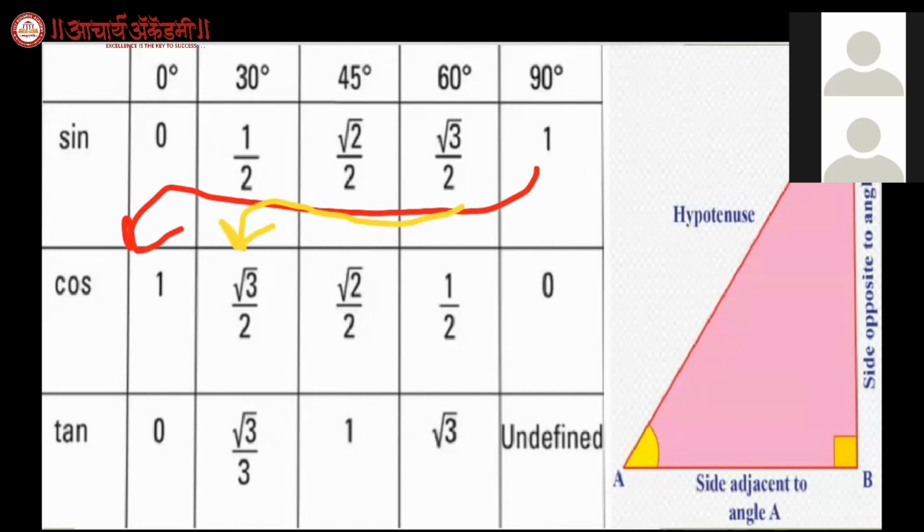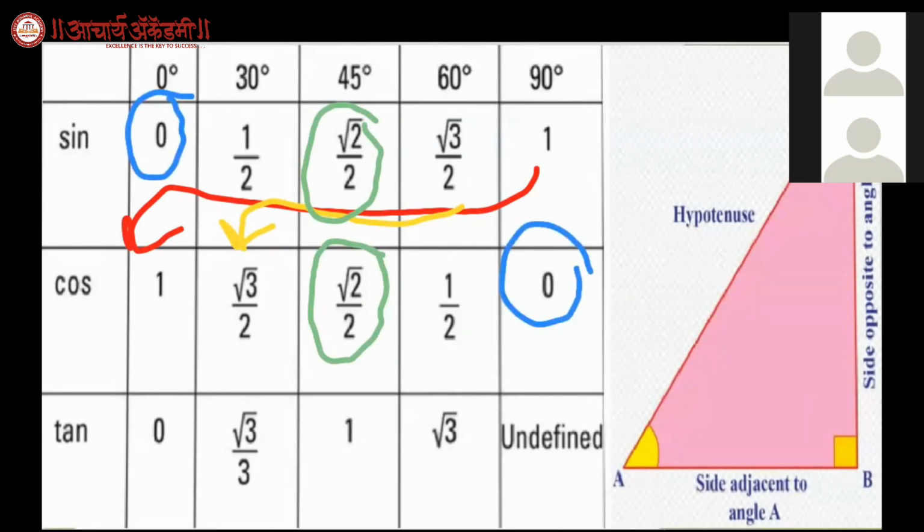The value of sin 45 and cos 45 will be same. Similarly, sin 0 degree is 0, so cos 90 degree will also be 0. And the value of sin 30 and the value of cos 60 is same. You just need to write the table in the reverse order.